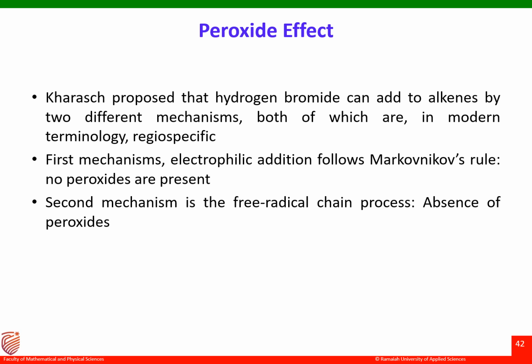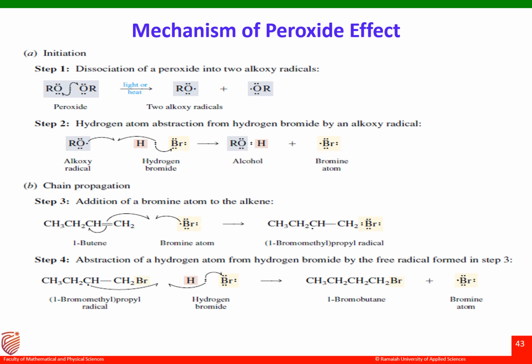The second mechanism is the free radical chain, which proceeds through the free radical mechanism. Let's see here. The first step is the dissociation of the peroxide into alkoxy radicals. So the peroxide will split into two alkoxy radicals. The next step is the propagation step, which continues. In step 2, a hydrogen atom is abstracted from hydrogen bromide by an alkoxy radical.